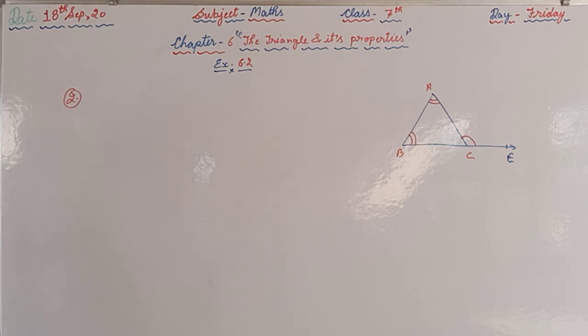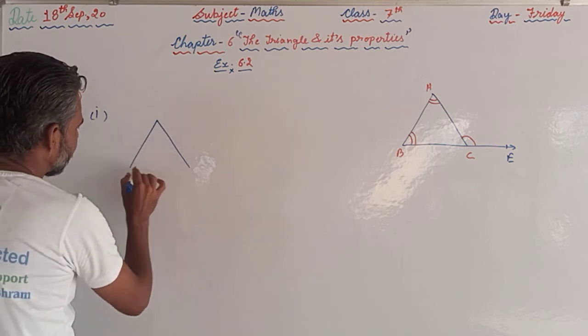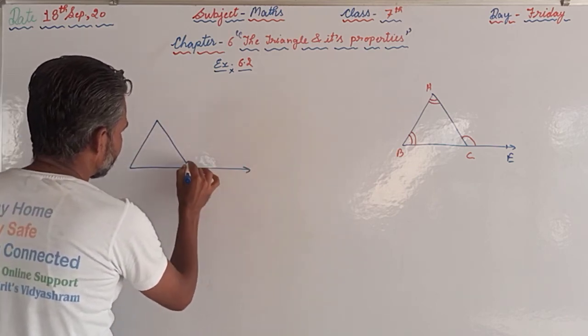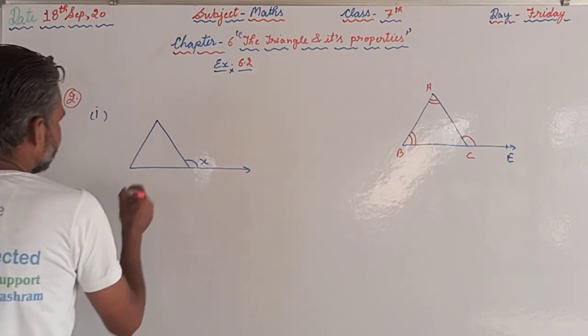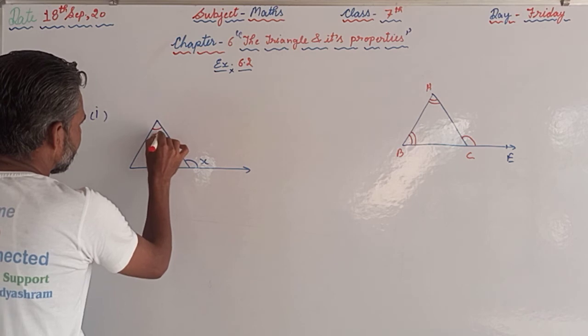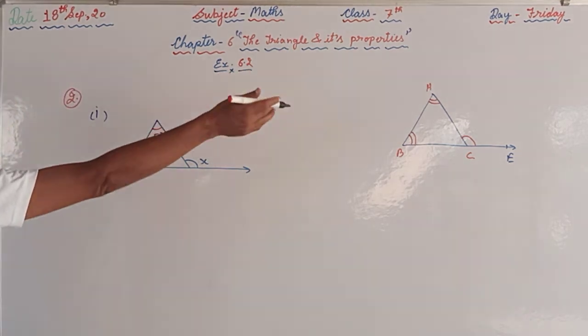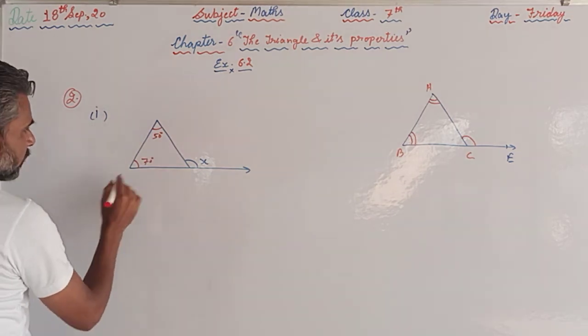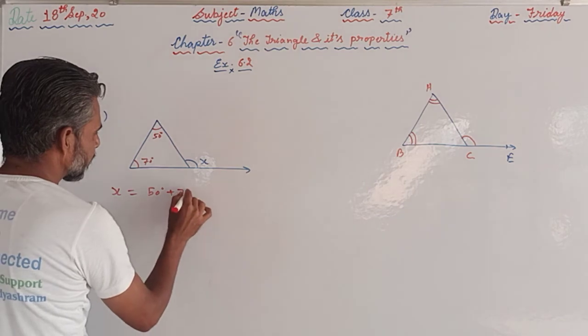So in question number 1 we have to find the unknown exterior angles. Here in the first part, the triangle is given and we have to find this x, and the opposite interior angles are 50 and 70 degrees. So here we can apply that exterior angle property of triangle. So x will be equals to 50 degrees plus 70 degrees.